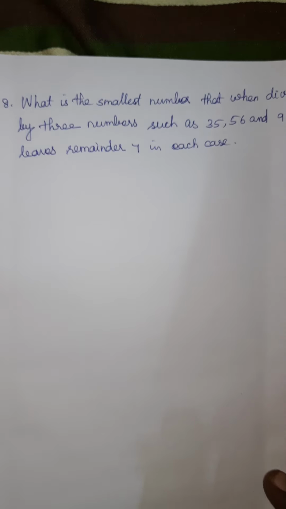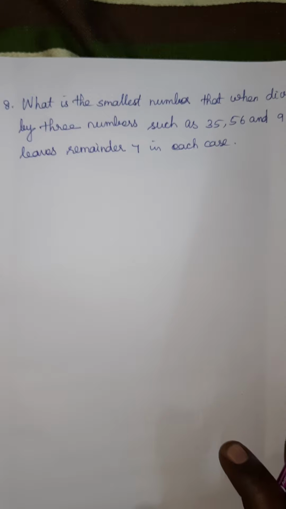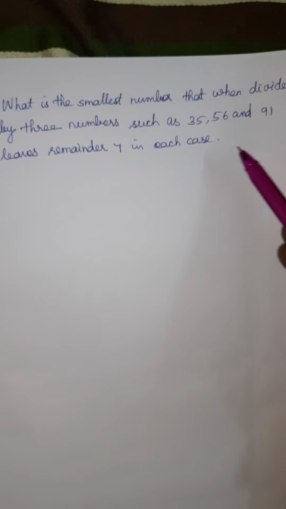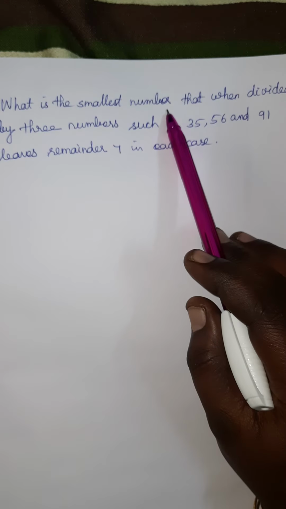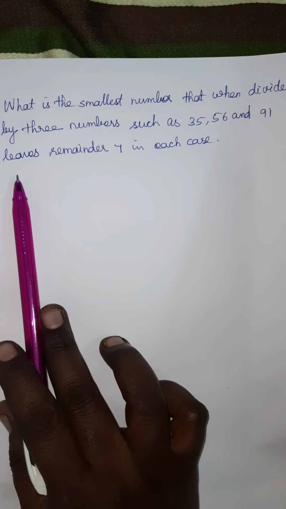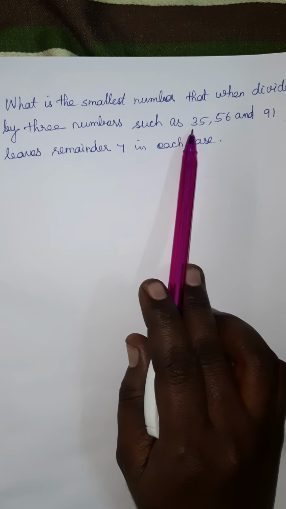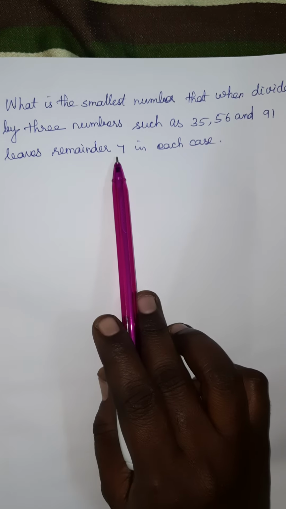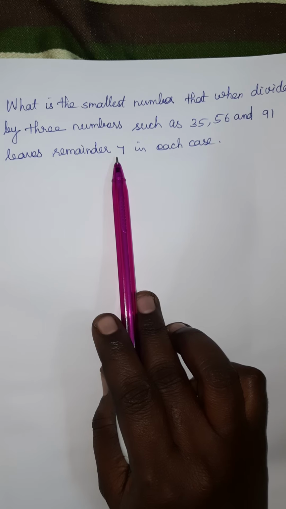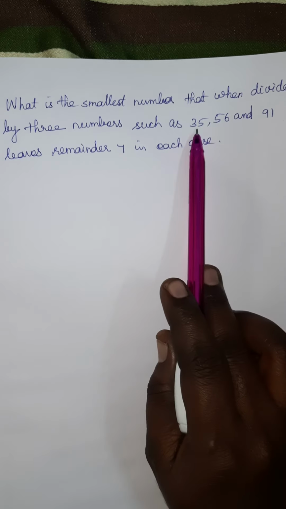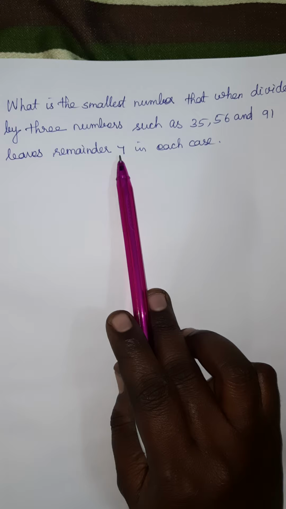So you can find the smallest number, meaning the least common multiple. That is only the smallest number divisible by the given numbers. Understood? So you can find the LCM of these three numbers. You will get the smallest number, but here they gave one more condition: leaves remainder 7. This LCM will divide this number, but if you need a remainder, you have to add this number also. If you add this number and divide, you will get that same remainder.